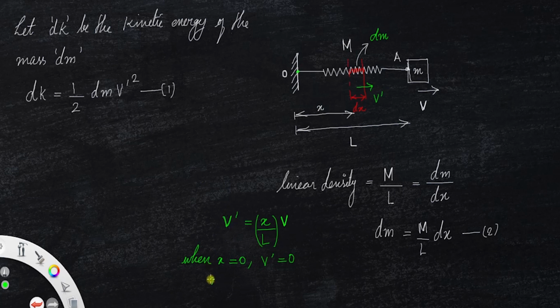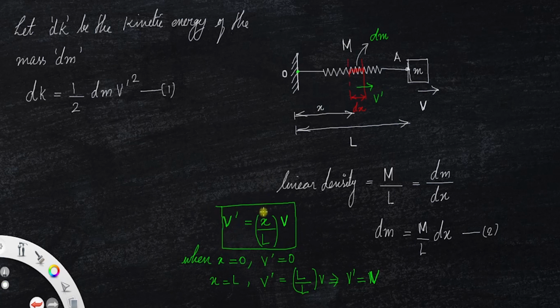And when x is equal to L, that is at the extreme right end, v dash is equal to L by L times v, which implies v dash is equal to v. That is also true, because at the right end, both the end of the spring and the mass have the same velocity, v. Clear? So we can write v dash is equal to x by L v.